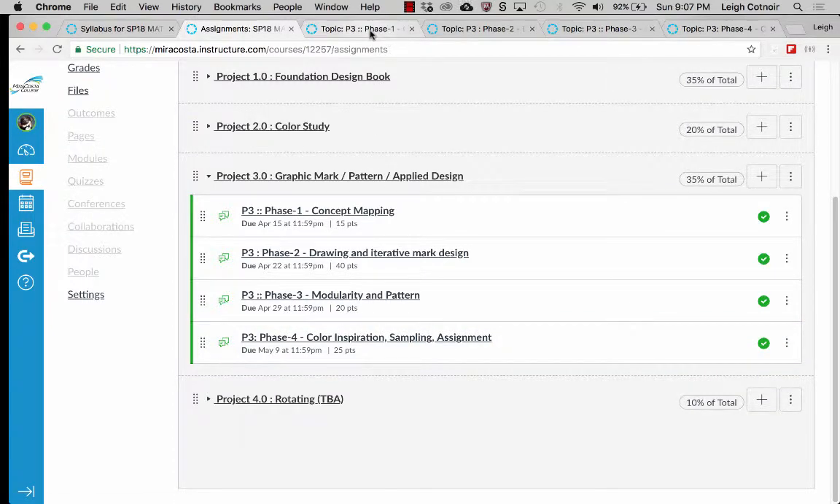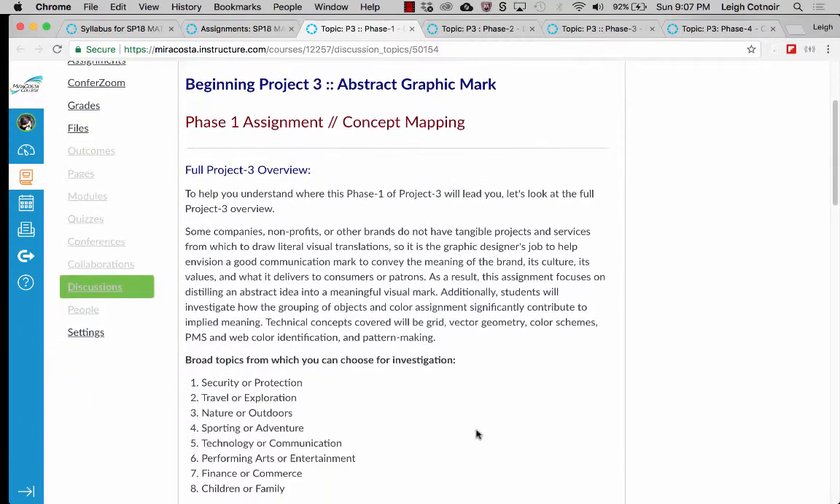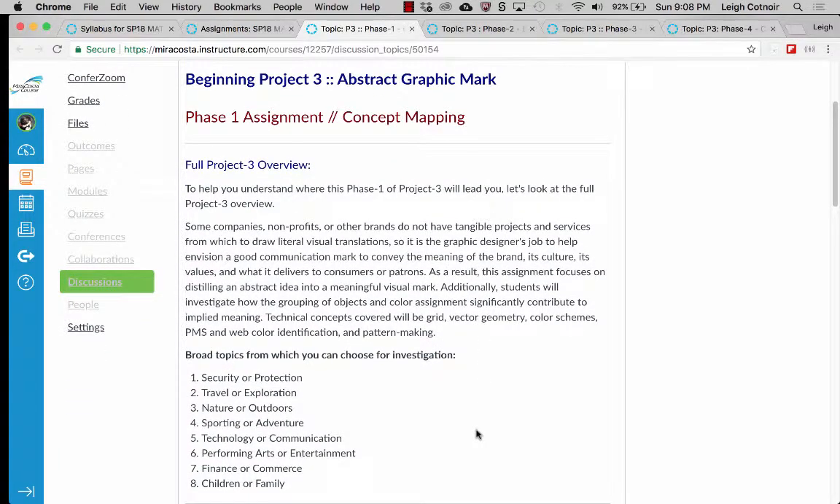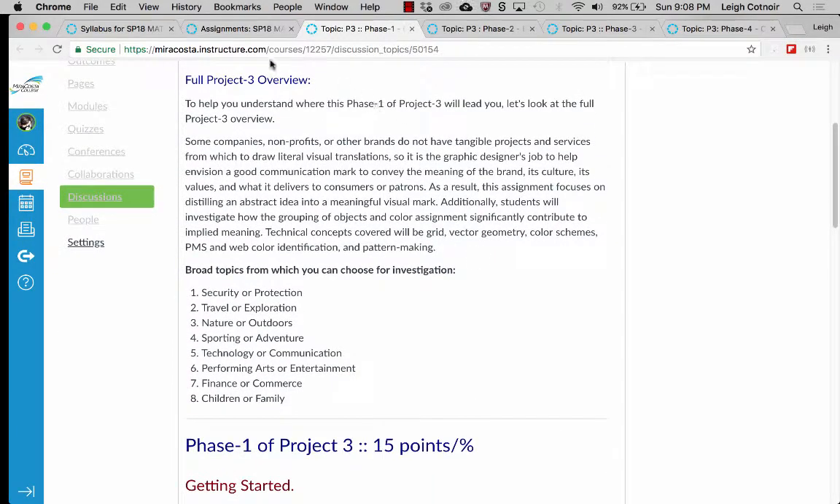The first one that you're going to start with is required. It's worth 15% of the third project, and it's critically important. All right, and so this is sort of a full project overview right here. I explained to you that some companies, nonprofits, other brands, don't have tangible products and services from which to draw literal, visual translations. And so it's your job as a graphic designer to help envision a good communication mark to convey the meaning of that brand, and its culture, its values, and what it delivers to consumers or patrons, right?